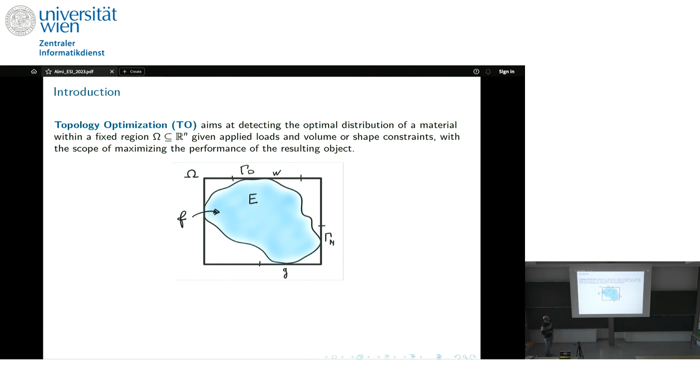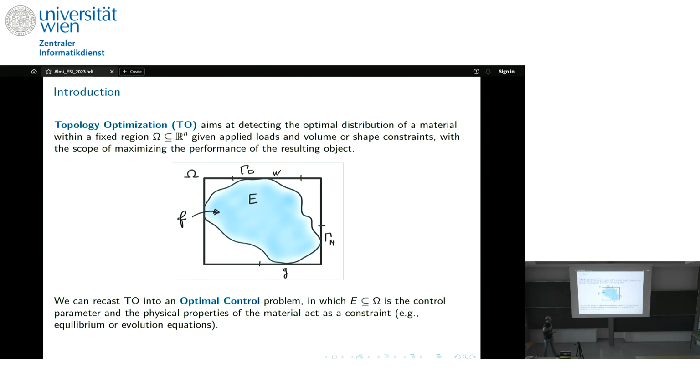So what I mean by topology optimization is that you're given some design box, here just a square for simplicity. You want to distribute some kind of material that you know a priori. And you're given some data. Here you have, for instance, a boundary condition W, an applied force that is a volume force, and then a Neumann part of the boundary. What you want to do is to find the best distribution of the material in order to maximize the performance of the resulting object.